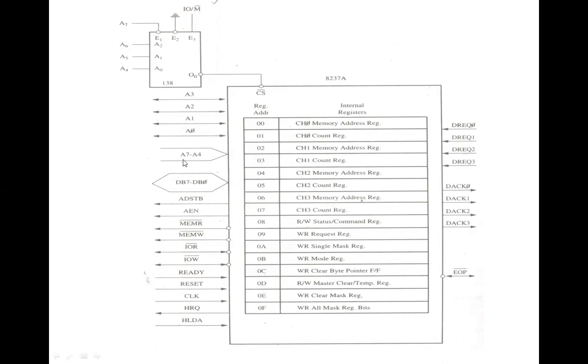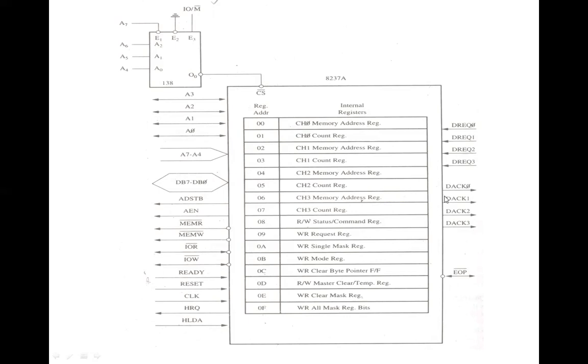Similarly, we have four more lines, A4 to A7. These are also address lines. These are the four most significant address lines, and they are three-state outputs. They provide 4 bits of the address. These lines are enabled only during the DMA service; otherwise, they remain disabled.